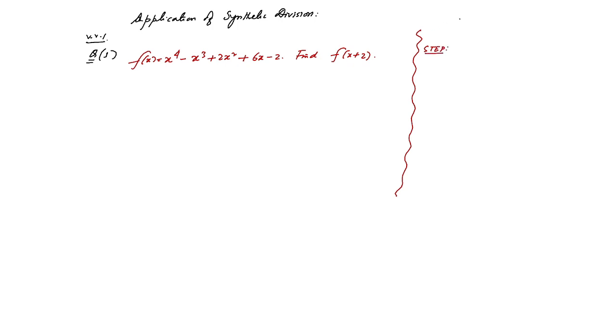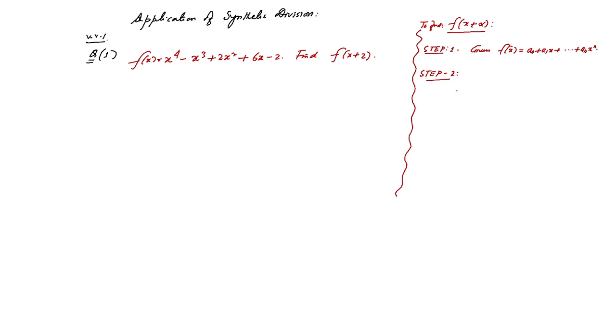Step 1: for finding f of x plus alpha, you need to write f(x) as given, that is a0 plus a1x plus up to anx to the power n. That you will write first. This is already given in the question paper.